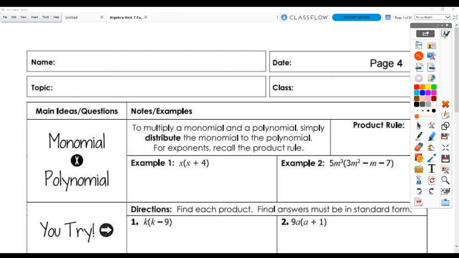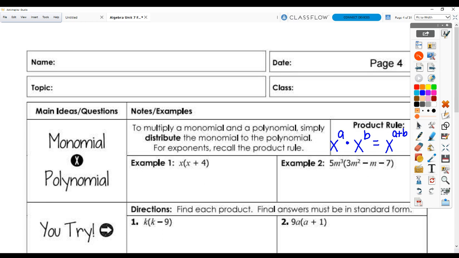So today we are on page 4 in our Unit 7 packet. We are multiplying monomials times polynomials. To multiply a monomial and a polynomial, you simply distribute the monomial to the polynomial. For exponents, let's remember what we did in the last unit for the exponent rule. If you have an x to the a times x to the b, you'd keep the base and add the exponents, a plus b.